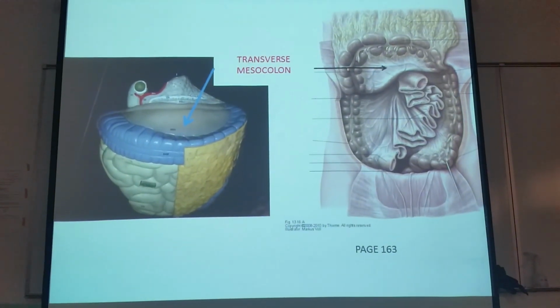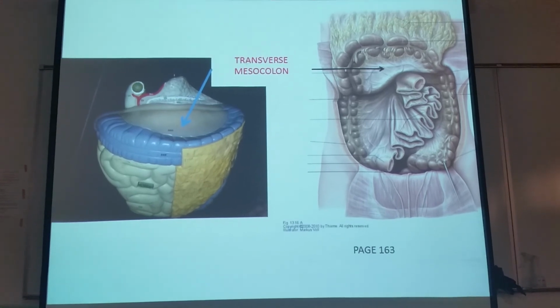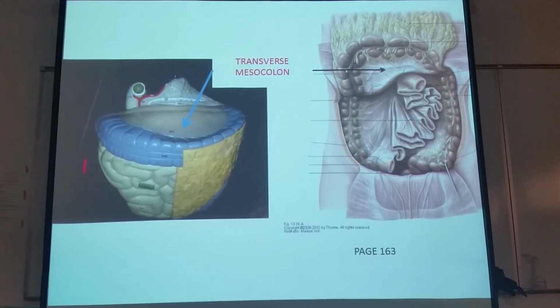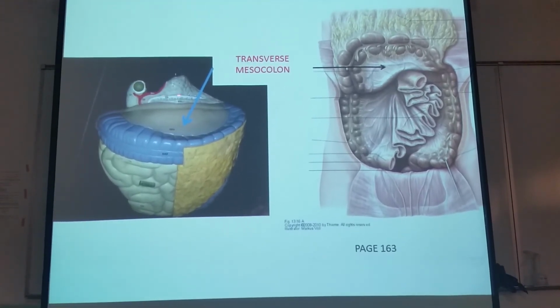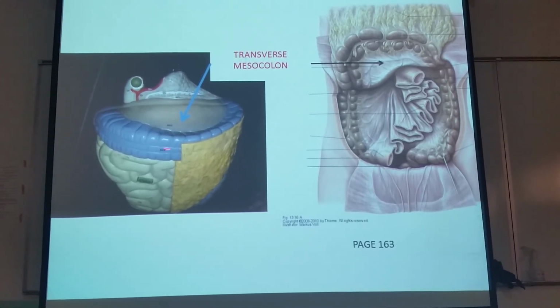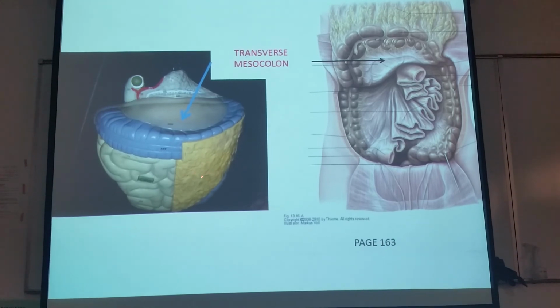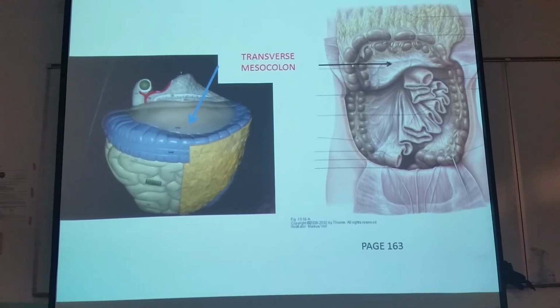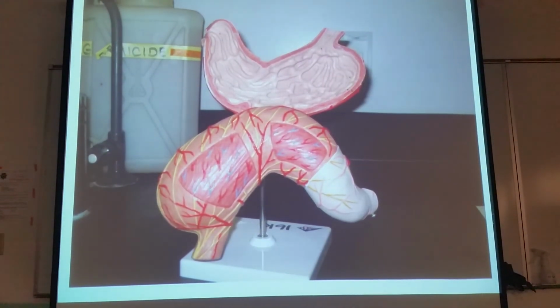This model is the transverse mesocolon, but it shows a lot of other things too. That's the duodenum. That's the pancreatic duct, the main one. That's the transverse colon. Here's the taenia coli. The fat apron is the greater omentum. And here's the stomach we have in the classroom.